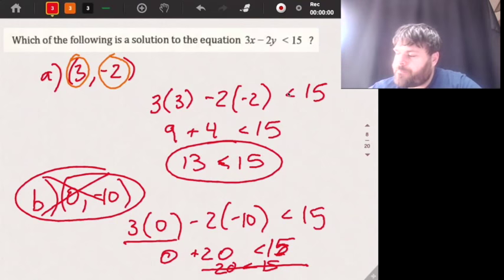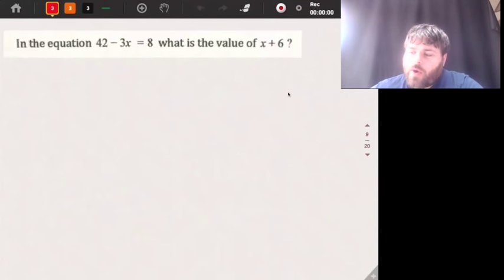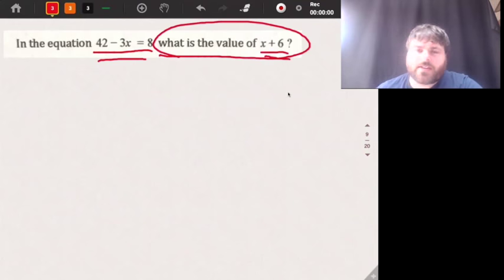All right. Next question. In the equation 42 minus 3x equals 8, what is the value of x plus 6? All right, so this one is an equation. Okay, so it sounds like we're going to be solving. It says, what is the value of? That means solving, right? But instead of x here, it says x plus 6. So solving for x is going to be helpful, but it's not going to be ultimately my answer. So I need to do a little extra work at the end.